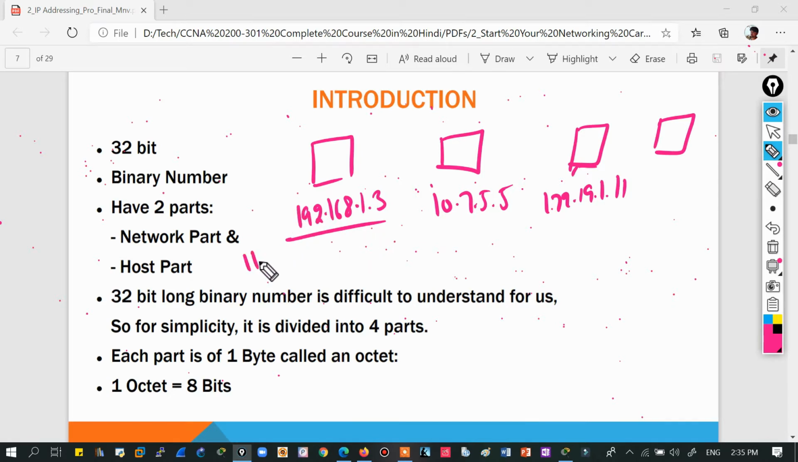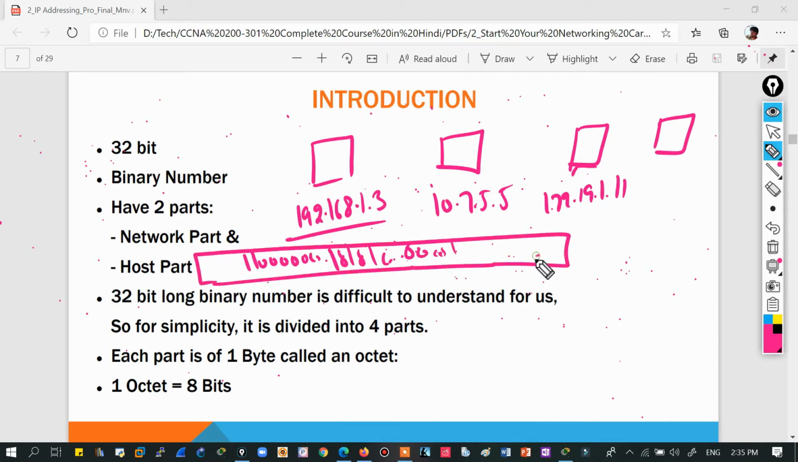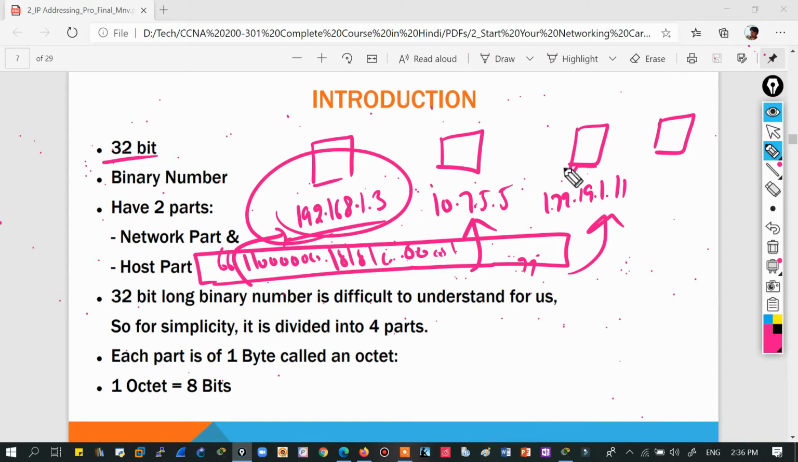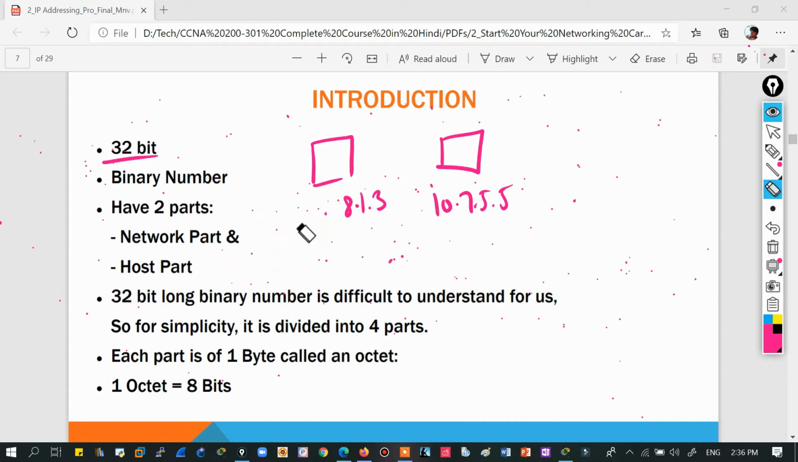Can you imagine what the binary number for this would be? 192 is 11000000, then 168, and so on, something like that, ending in 0001. This alone is one address, 32 bits. It is not possible for humans to remember or memorize this bigger address. So what we do is convert this binary into decimal so that it is easy for us to understand. For the computer this is in bits, but for humans it is in decimal numbers. I hope it is clear why we need conversion from binary to decimal and decimal to binary.